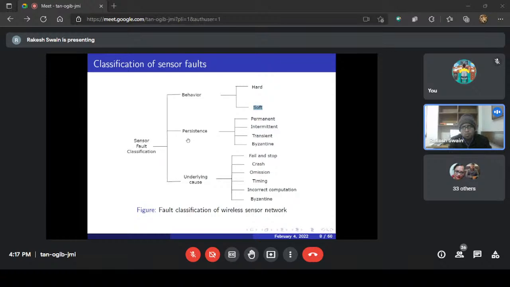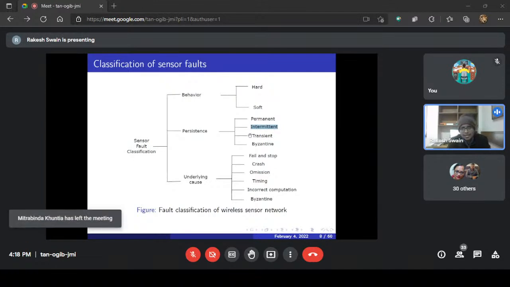Then after the behavior, you go for the persistence, that is the persistence of the fault. For the persistence, there are four categories: permanent, intermittent, transient, and bigental. So what is the permanent? Whatever fault occurs here will persist for the whole lifespan of the sensor node. That is the permanent. Then what is the intermittent? It follows a pattern. At some time period, it will be faulty, then after some time period, it will be fault free. Again, some time period it will be faulty and fault free. A pattern is maintained for the intermittent.